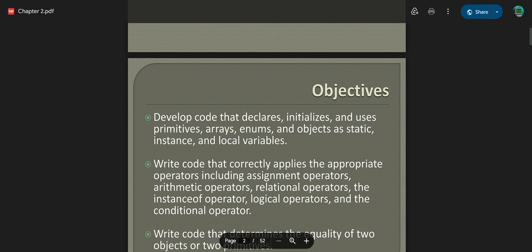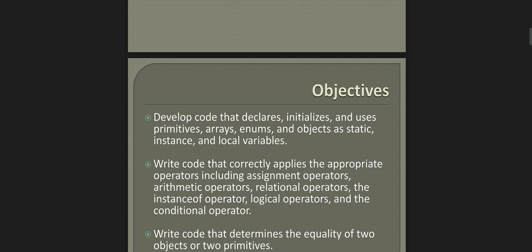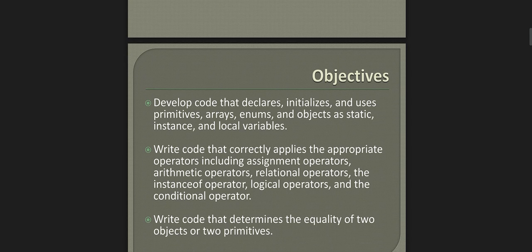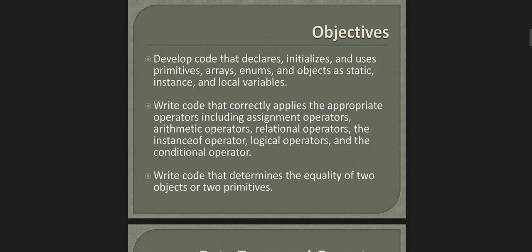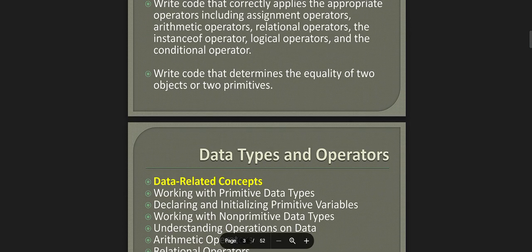Develop code that declares, initializes, and uses primitives, arrays, enums, and objects as static, instance, and local variables. Write code that correctly applies the appropriate operators, including the assignment operator, arithmetic operators, relational operators, the instanceof operator, logical operators, and the conditional operator. Write code that determines the equality of two objects or two primitive types.